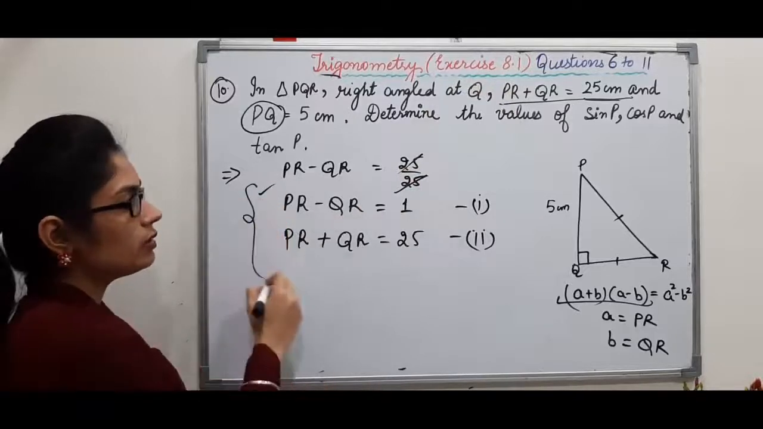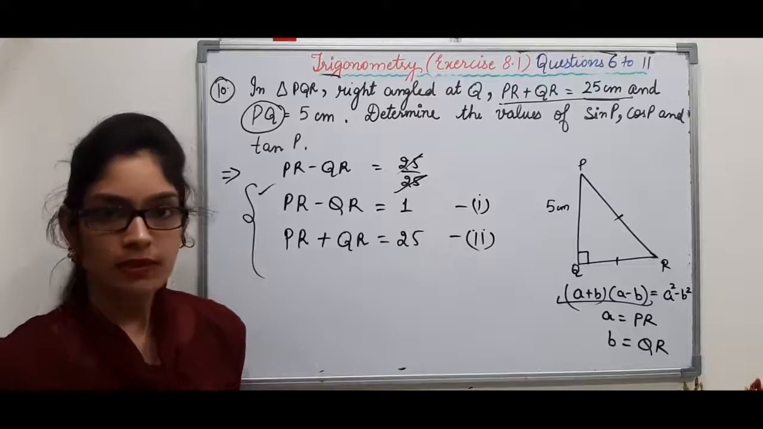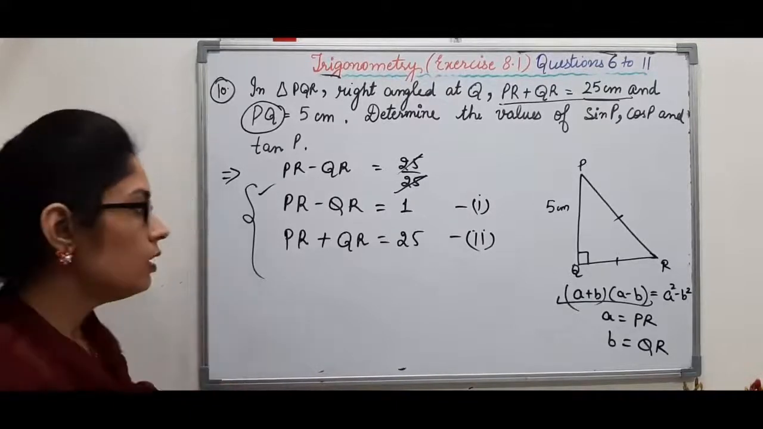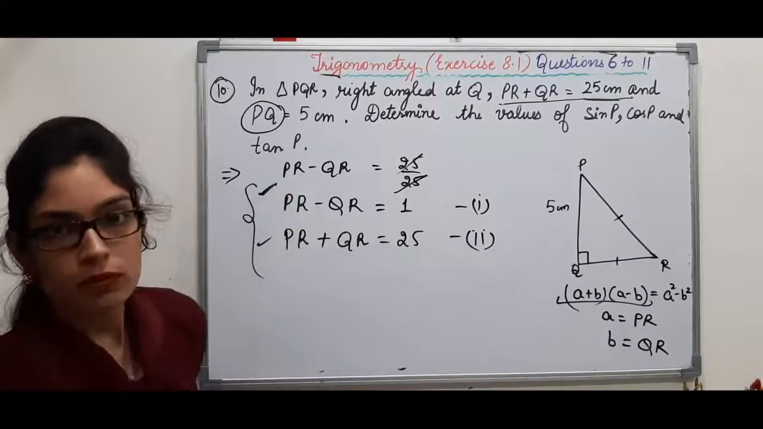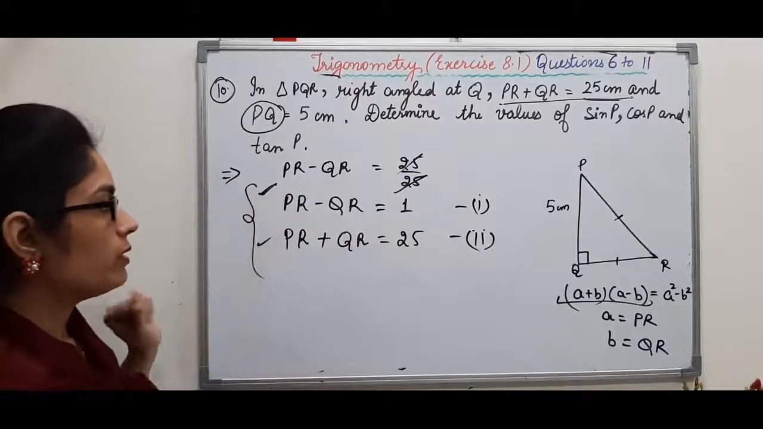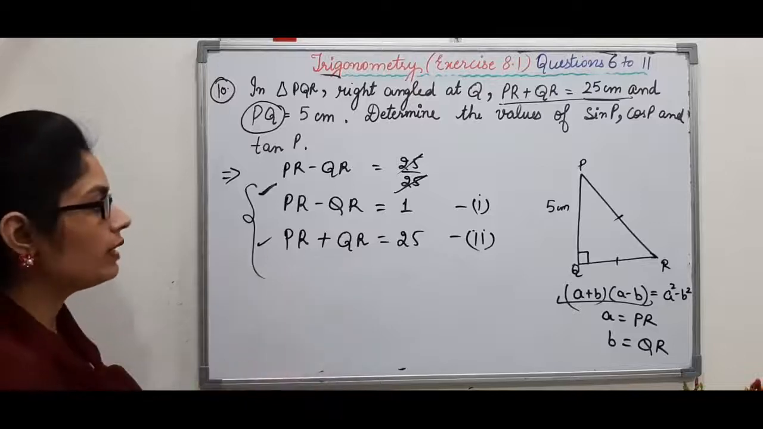Now, linear equations in two variables we have already done in chapter 3, and I have already shared the link also. You can go check out those videos and see how we can use different methods, like the substitution method or the elimination method, to solve these two equations. Here we can directly use the elimination method because it's very simple.